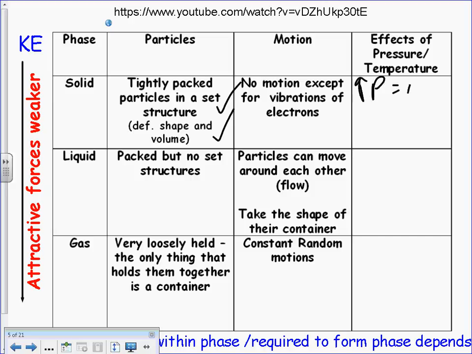Increased pressure, no change. The pressure on a solid is insignificant because the particles are already so close, you can't compress them anymore. They're super tight together, so you can't compress it. The only thing that could maybe affect the volume of a solid is something called thermal expansion. Thermal expansion is whenever you heat up something like a metal, for example, and it swells just a hair.